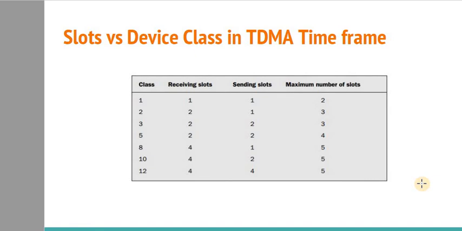So if we are utilizing the TDMA data frame concept in the coding scheme, there are different numbers of receiving and sending slots, and according to the receiving and sending slots, my maximum number of slots can vary for each class.